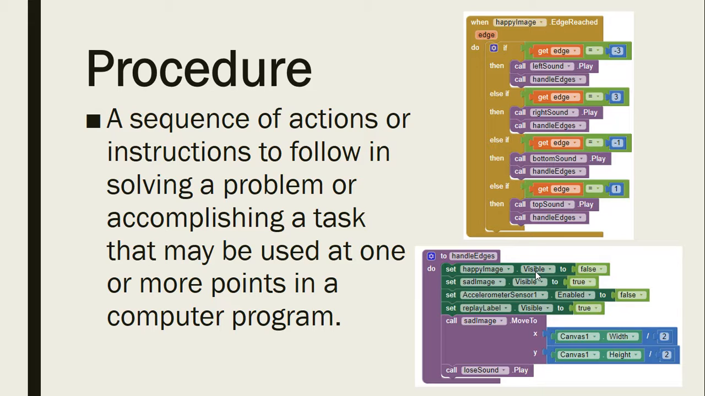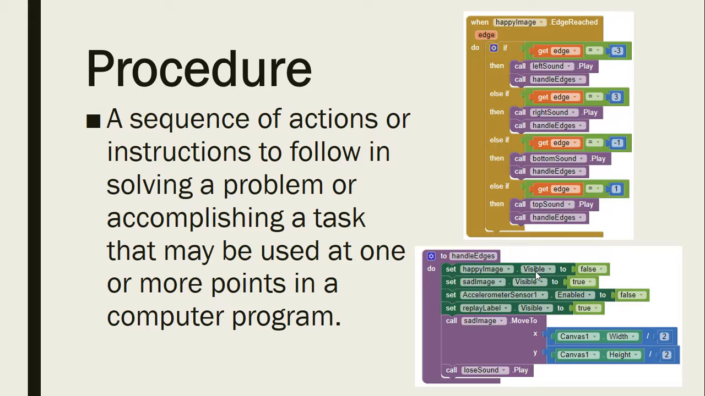So make that visible. Basically deactivate the accelerometer. There was a replay label and we said, hey, that was invisible, and we set that to visible. We also said, hey, take the sad image and put it in the middle of the canvas. So we've got canvas width, canvas height, and we divided both by 2 there. And so that sticks a bloop right there in the middle. And then I added a lose sound, like wah, wah, wah, to mine.